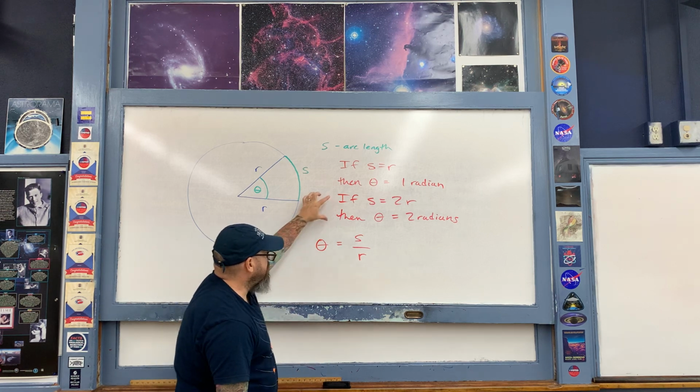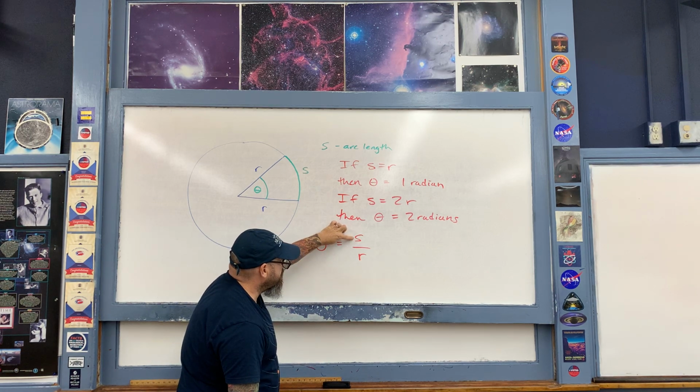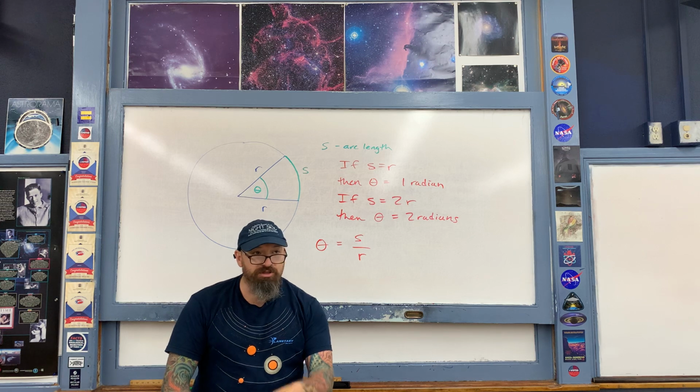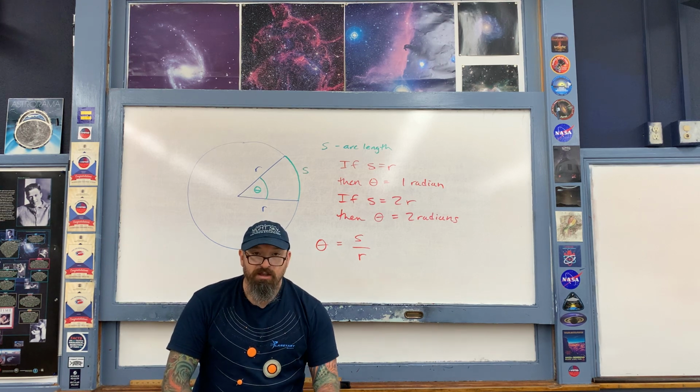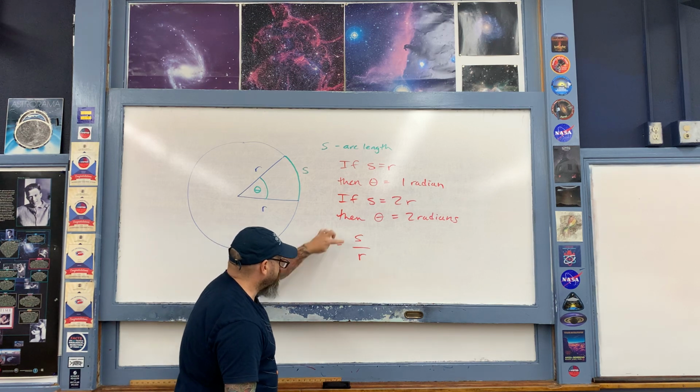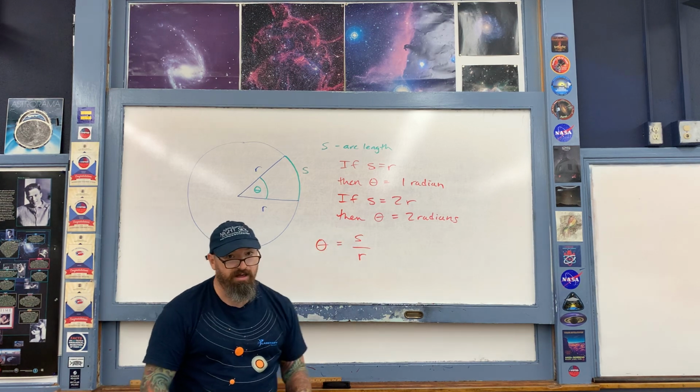And then in the second example, if we write the numerator S as 2 times R, then you have 2R over R, and the R's cancel out, then you're left with 2. And we just refer to that as 2 radians. So an angle in terms of radians is nothing more than this ratio, the arc length divided by the radius.